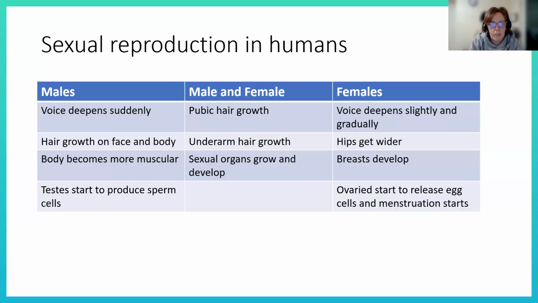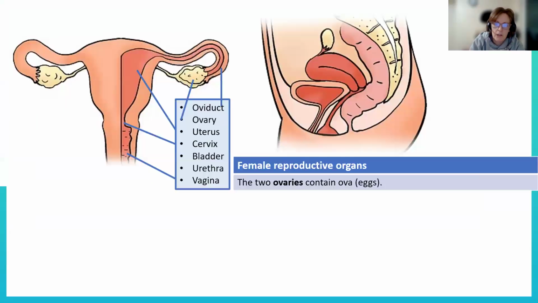The female's hips get wider. This helps to deliver the baby during delivery if she becomes pregnant. Breasts develop. These are obviously for feeding babies, and the ovaries start to release eggs, and menstruation starts.